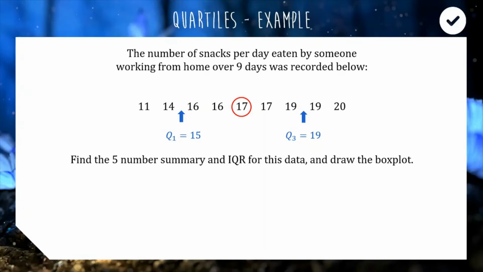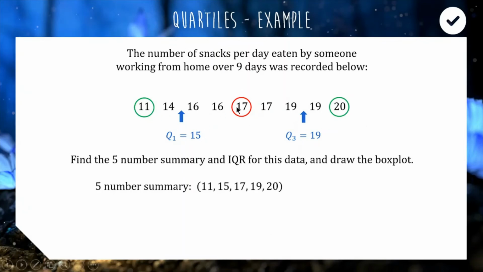Okay, so for our 5-number summary, we need 2 more numbers. We need what's called the lower and the upper extreme, just means the smallest and largest number in the data set. So now for our 5-number summary, we just write 11, 15, 17, 19, 20. Lowest score, lower quartile, median, upper quartile, and highest score. Simple as that. And now for the IQR, the interquartile range, that's just the distance from Q3 to Q1. So it's just from 15 to 19, which is 4.